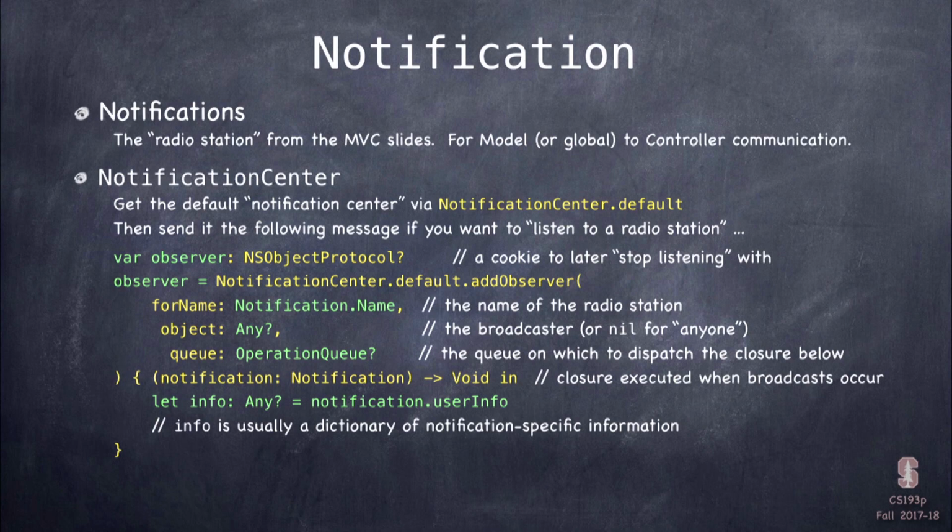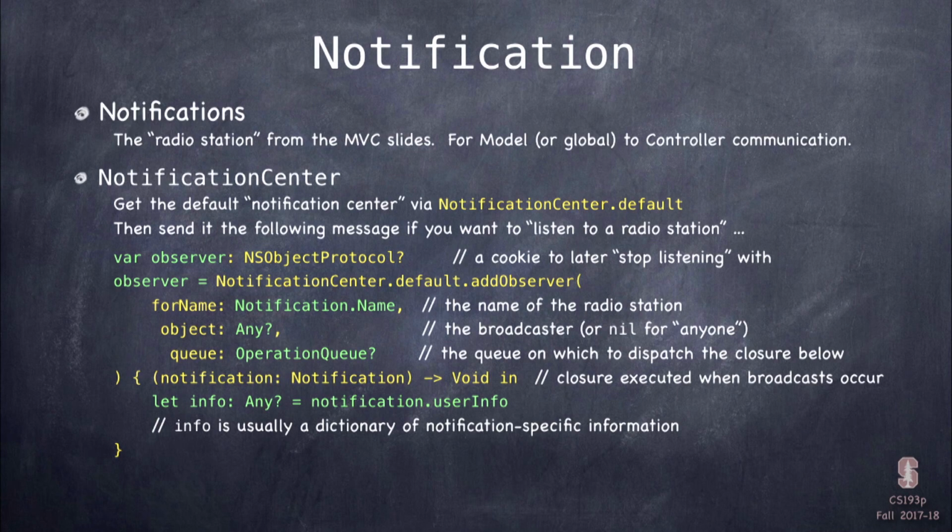And then the last argument to this addObserver is the closure you want to execute. And that closure only has one argument, which is a notification. A notification is just a little object that has, for example, the name of the radio station and who the broadcaster is. But it also has a very important piece of information called userInfo. userInfo is the music that's being broadcast to you. It's type Any, but it's almost always a dictionary.